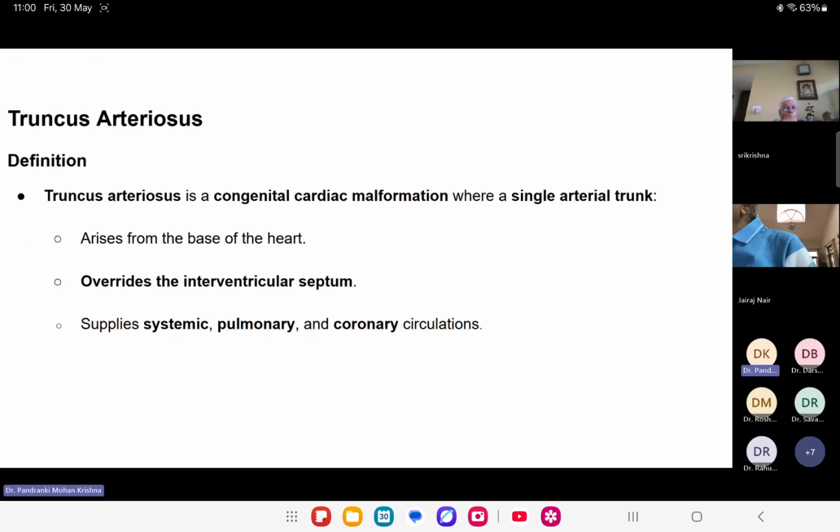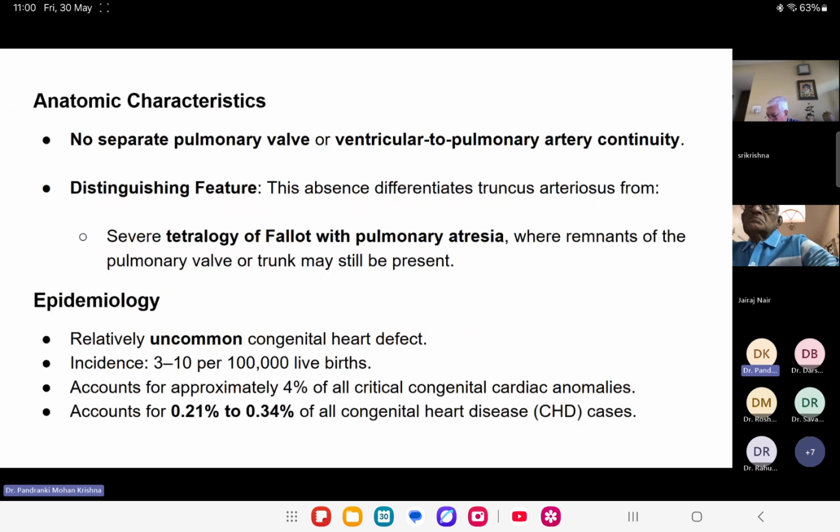So truncus arteriosus, coming to the definition, it's a congenital cardiac malformation where a single arterial trunk arises from the base of the heart over the interventricular septum and supplies systemic, pulmonary, and coronary circulations. All should meet the definition. And anatomic characteristics: no separate pulmonary valve or ventricular to pulmonary artery continuity. This actually distinguishes it from the severe forms of tetralogy of Fallot with pulmonary atresia, where the remnants of the pulmonary valve and the trunk will be persisting.